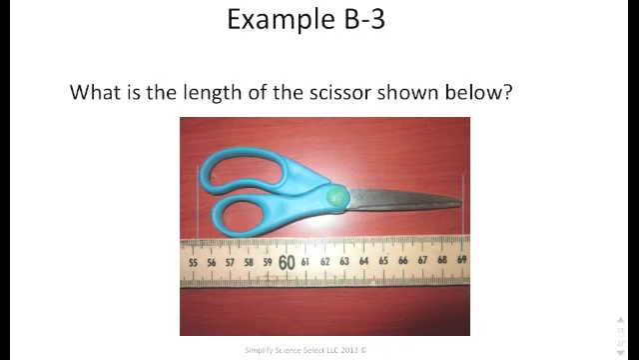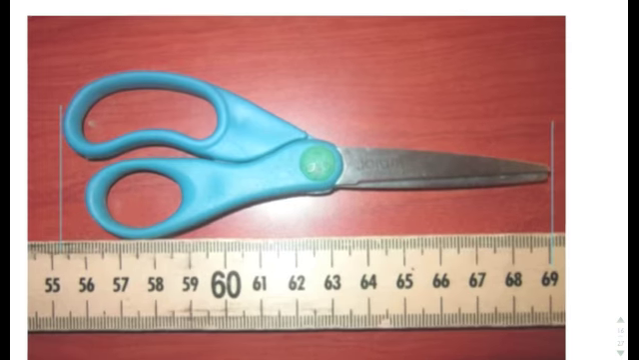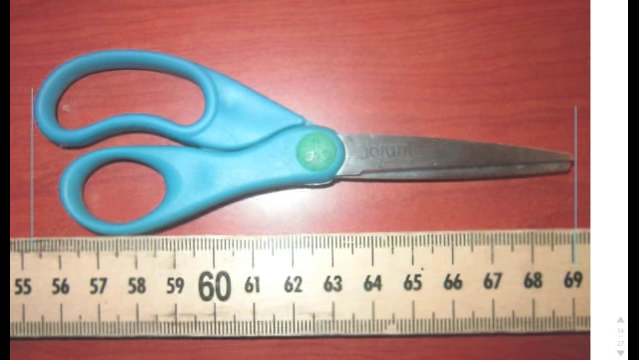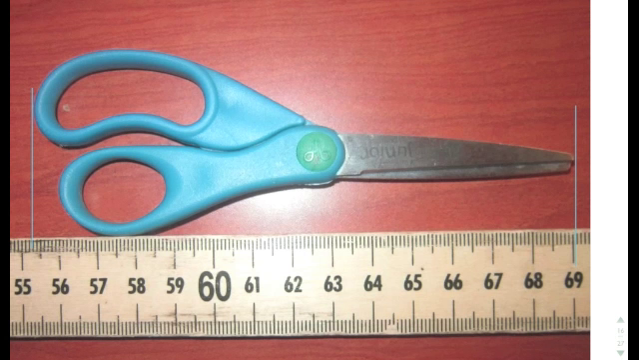Okay, example B3. When we're looking at this, you should get an answer right around 13.8 centimeters. And I'll zoom in. You're just trying to find the length, and I'll zoom in pretty good so that you can get a good look at the meter stick and realize that these numbers are going to be your centimeters.